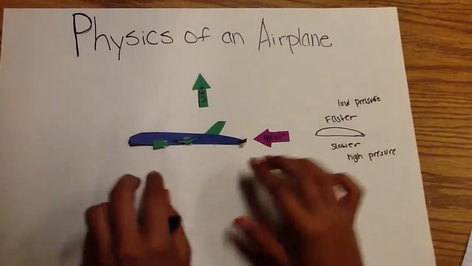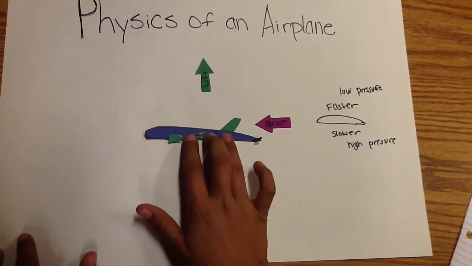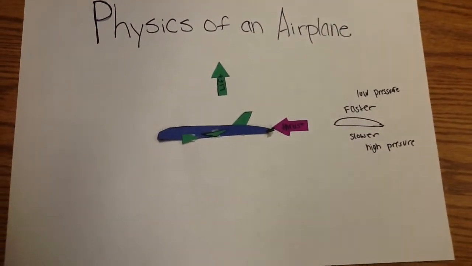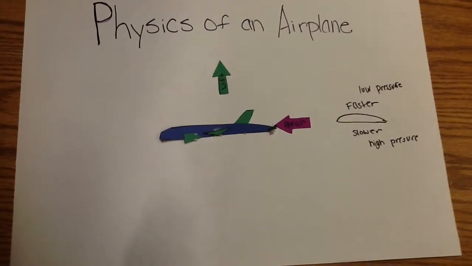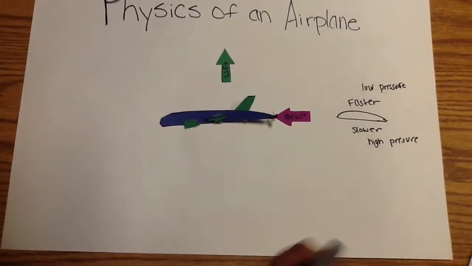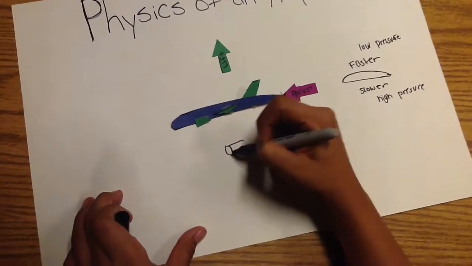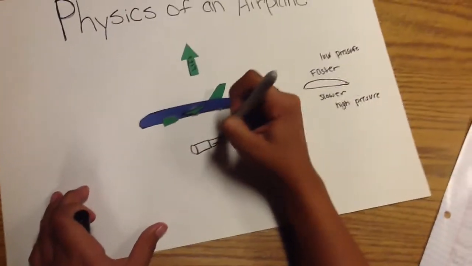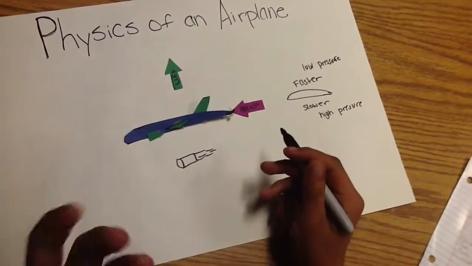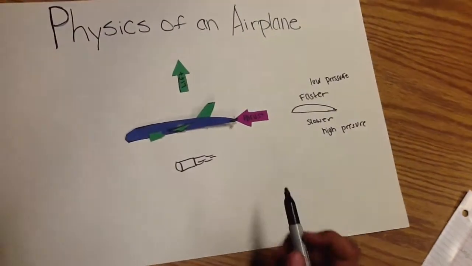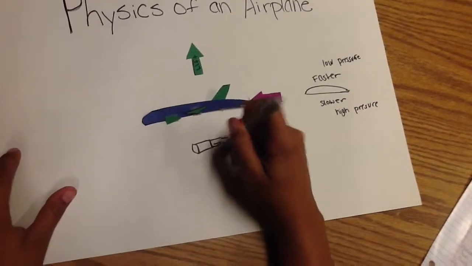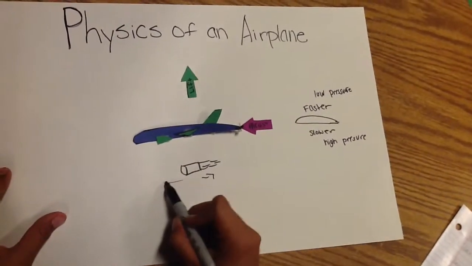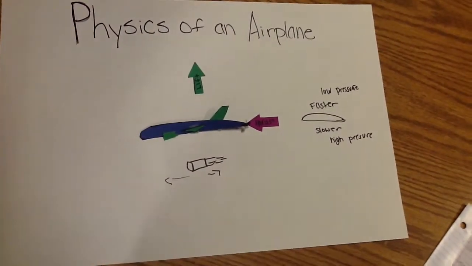The thrust of the airplane makes the airplane move forward. So the lift makes it go up, and the thrust makes it go forward. The thrust is the engine right here. So let's draw a little engine. The engine has stuff coming out of the back, and it pushes. And Newton's third law says that every action has an equal and opposite reaction. The stuff coming out of the back makes the plane go forward.